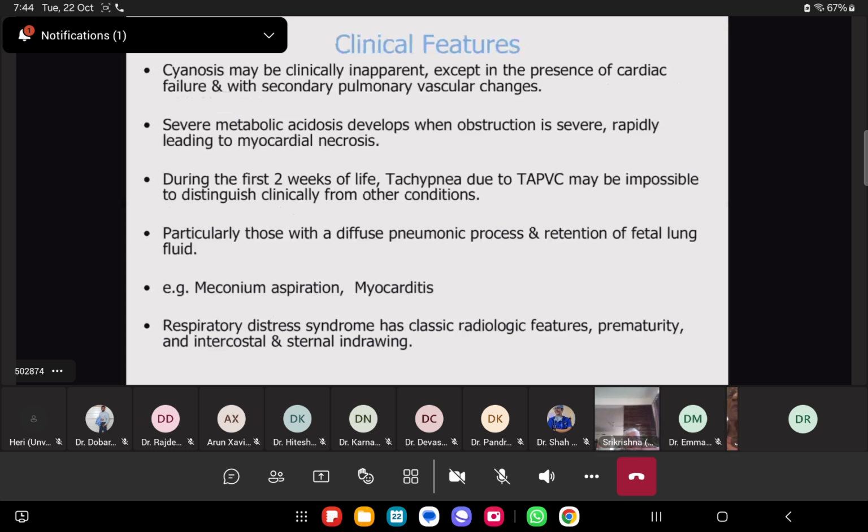During the first 2 weeks of life, tachypnea due to TAPVC may be impossible to distinguish clinically from other conditions, which include meconium aspiration and myocarditis. Respiratory distress syndrome has classical radiological features, and the patient will have intercostal and sternal retractions.